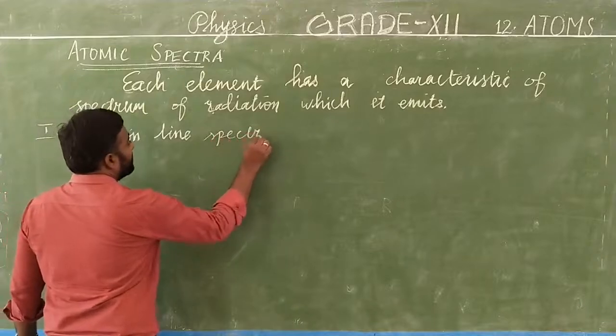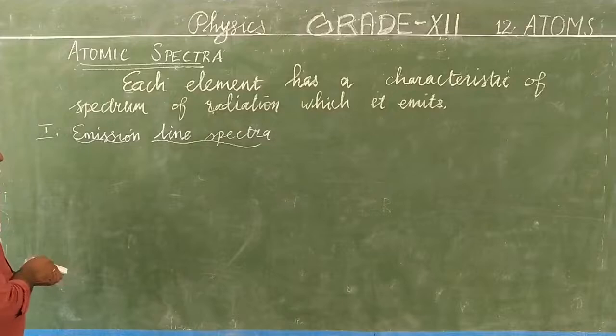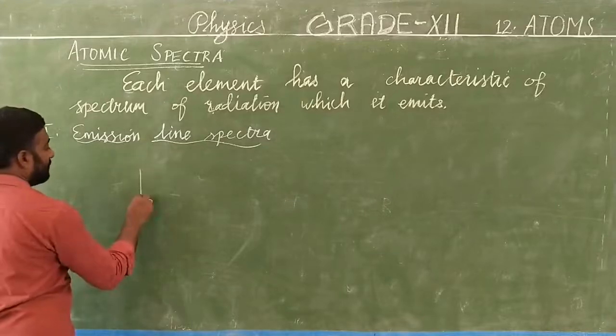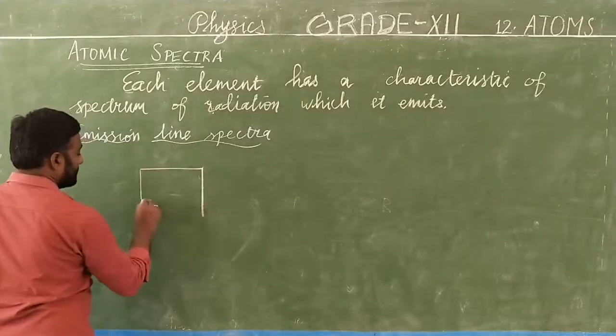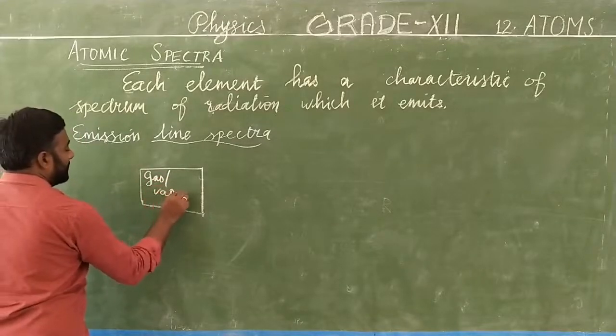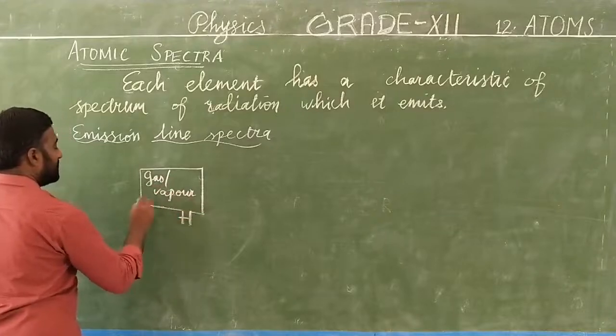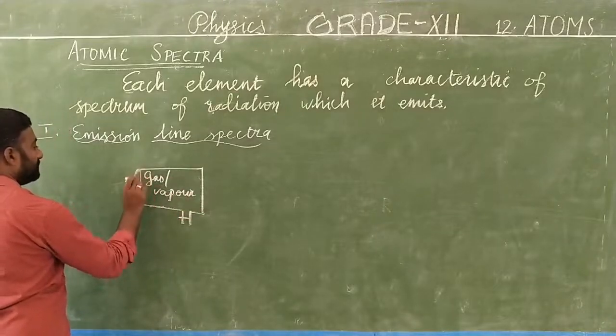So what is the emission line spectra? It's a very simple thing. You take any atomic gas. Gas or vapor, which is taken at very low pressure, then you create some potentials.